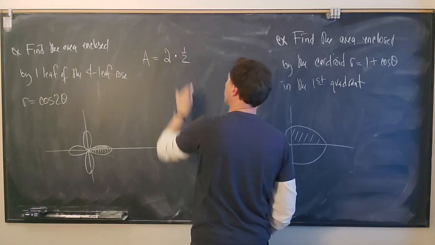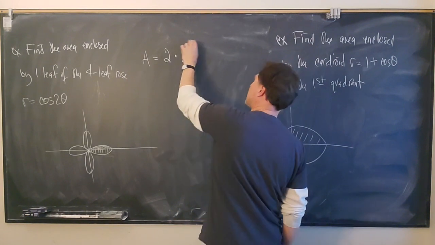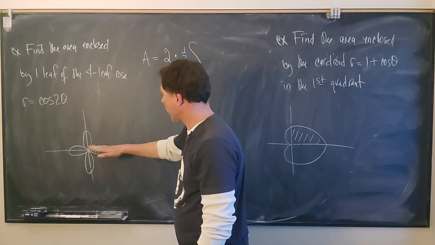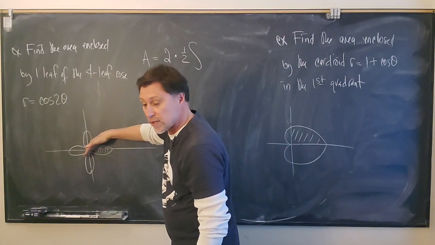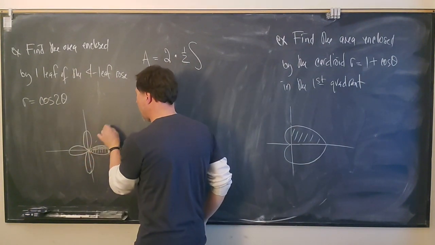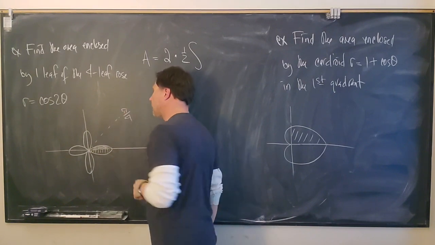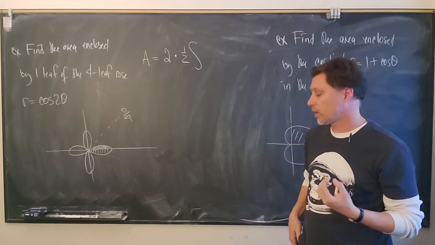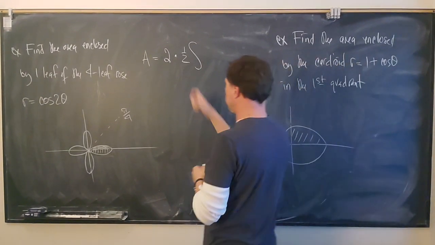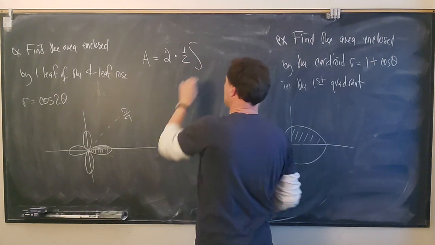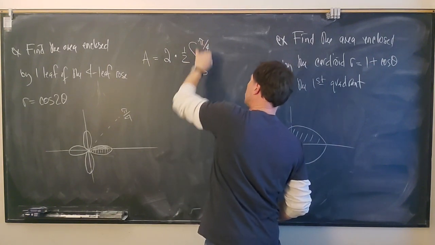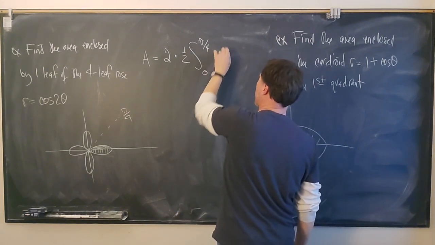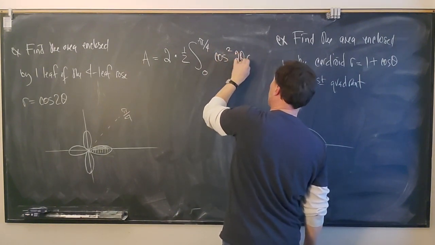So that will be 1/2 times the integral, and now really the only question is, what are my limits of integration here? Well, we're going to go from 0 to when it closes up, and it closes up at an angle of pi over 4. That's really the main game when we're doing this, figuring out what the appropriate limits of integration are. So double the area of the top half, that's going to be the integral from 0 to pi over 4 of cosine squared 2 theta d theta.